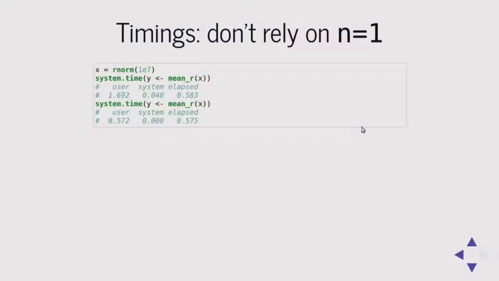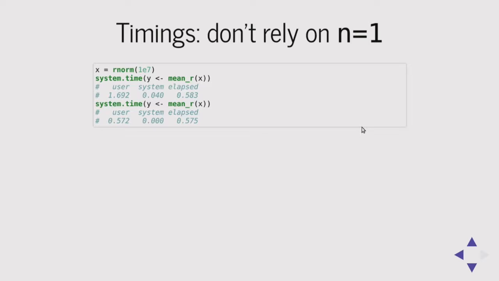What do I mean by that? Well, here I'm timing how long it takes to calculate the mean. So I've generated some random numbers from the normal distribution. In line 1, we've got 10 to the 7 random numbers. And then in line 2, we're using system.time, so we're trying to figure out how much time this function call is taking.